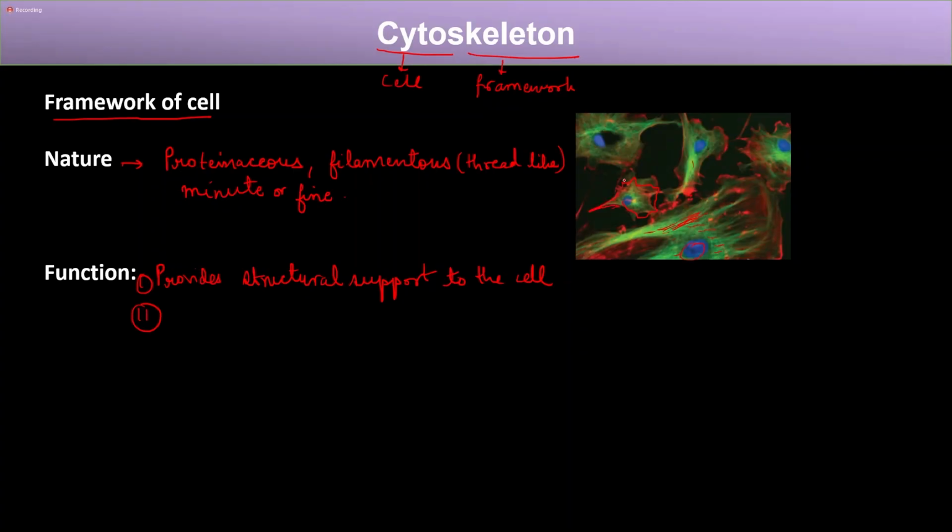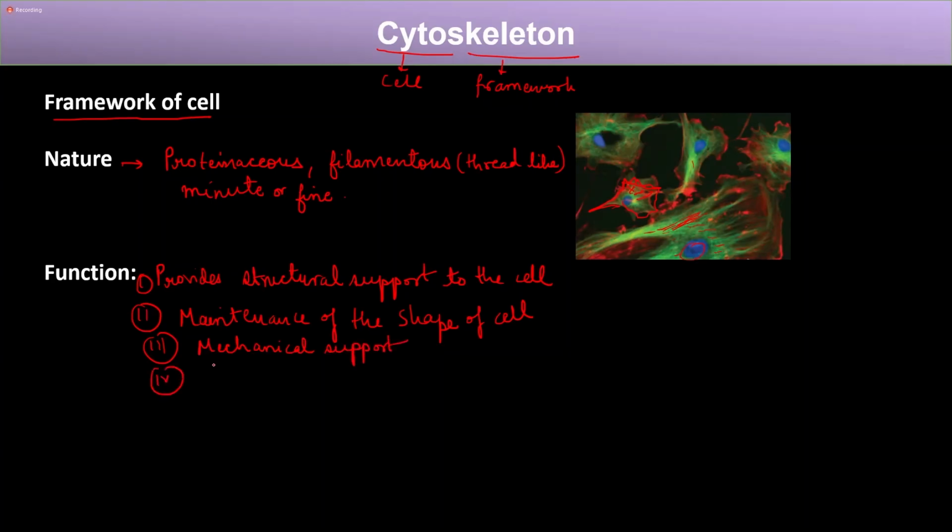For example, if you see here, this is the shape. And these cytoskeletons are extended in such a way, or they are stretching the plasma membrane in such a way, that the cell is getting this shape. So we can say that it helps in maintenance of the shape of the cell. Now the third thing we can write is that it provides mechanical support to the cell. And the fourth thing, it also helps in mobility, which we will see in later slides.